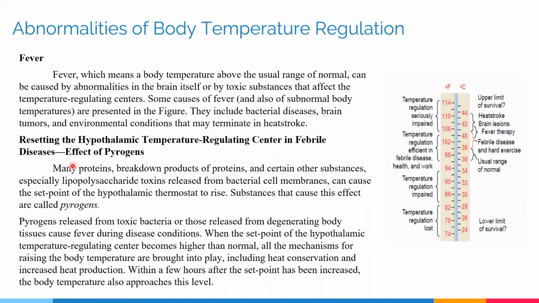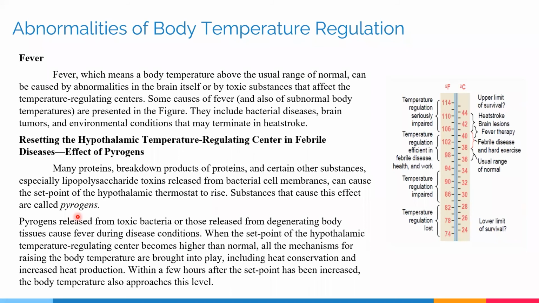So, what exactly causes a fever in a person? The fever is caused by resetting the hypothalamic temperature regulating center in febrile diseases, which is essentially an effect of pyrogens. Many proteins, breakdown products of proteins, and certain other substances, especially lipopolysaccharide toxins released from bacterial cell membranes, can cause the set point of the hypothalamic thermostat to rise. Substances that cause this effect are called pyrogens. Thus they essentially change the set point temperature that is maintained by the hypothalamus.